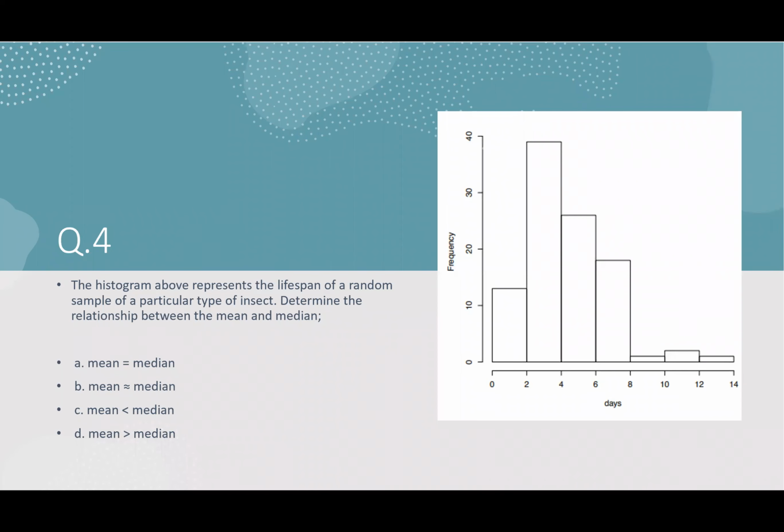The histogram above presents the lifespan of a random sample of a particular type of insect. Determine the relationship between the mean and median. Mean is equal to median, not equal to, lesser than, or greater than.